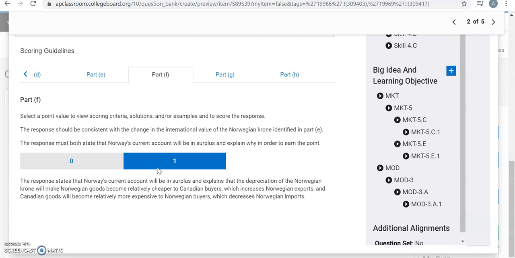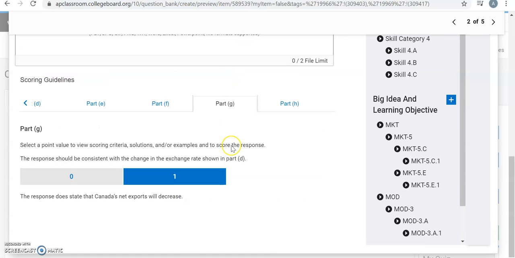Let's see if that's right. The response states that Norway's current account will be in surplus. It explains that the depreciation of the Norwegian krone will make Norwegian goods relatively cheaper to Canadian buyers, which increases Norwegian exports, and Canadian goods will become relatively more expensive to Norwegian buyers, which decreases Norwegian imports. Okay. So yes, there is going to be a surplus for that particular one.